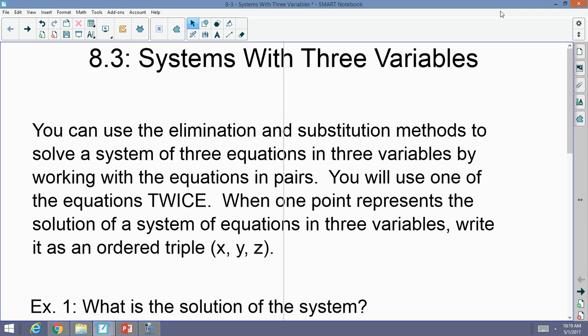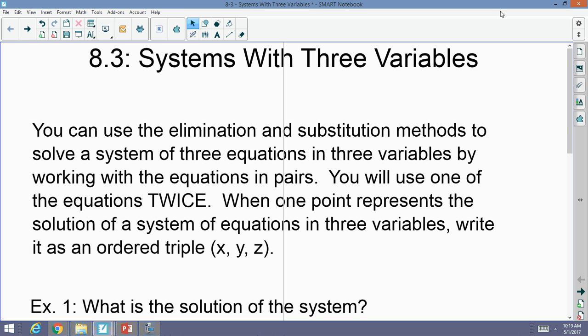You can use elimination and substitution methods to solve a system of three equations in three variables by working with equations in pairs. So you never even want to attempt trying to solve these by graphing. You're going to have the z-plane as well, and you're just not there yet. It's going to be very complicated. So you're always going to solve systems of three variable equations either by substitution or elimination. You will use one of the equations twice, by the way.